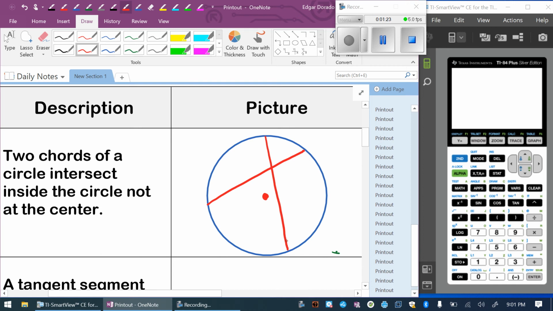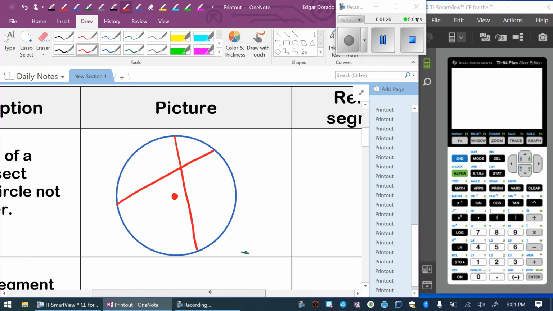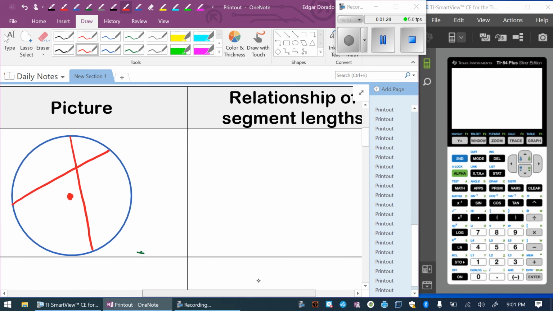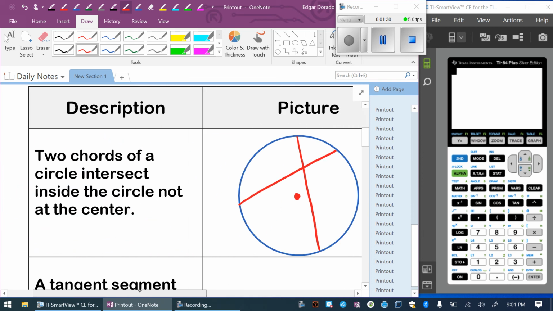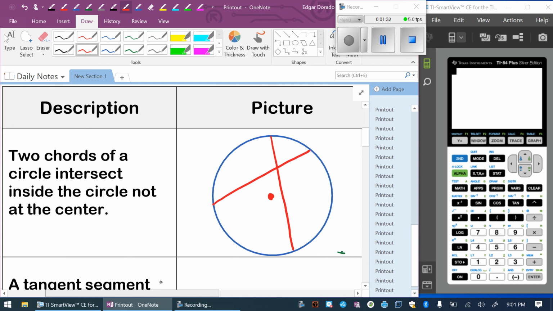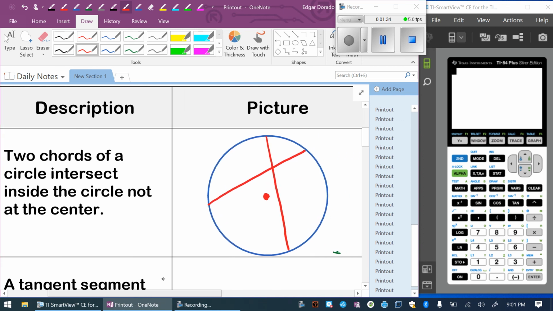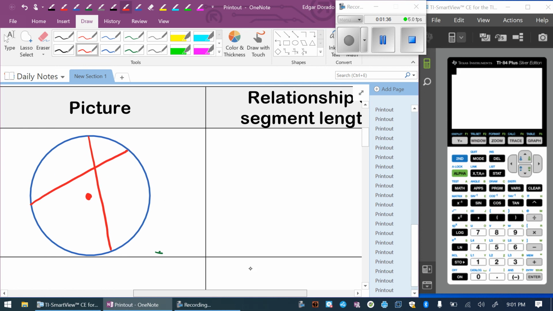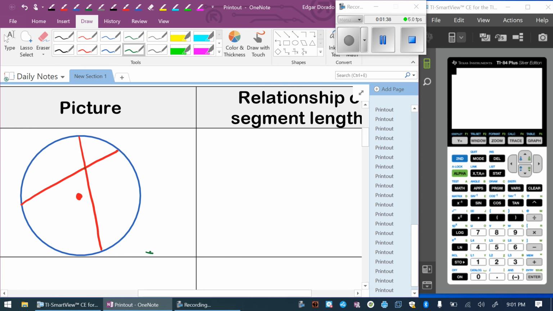Now the question is, well, what if I wanted to find the measure of these chords, or what if I had certain pieces of information? Okay, so just to reiterate, this is two chords of a circle that intersect inside the circle but not at the center. They intersect right here, which is not the center of the circle. So what is the relationship here, guys? What do we actually know?